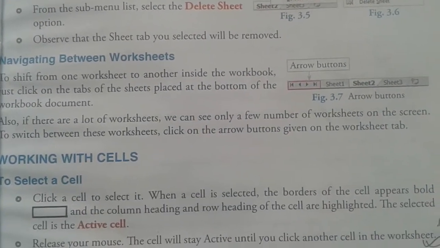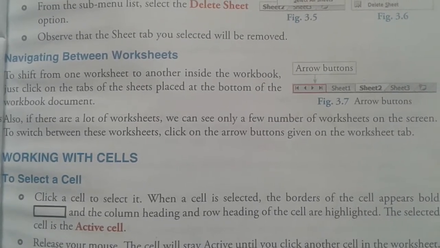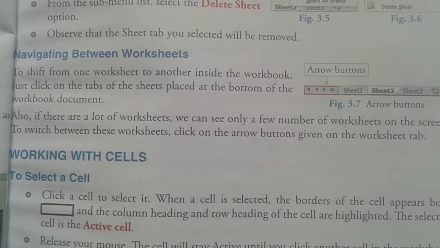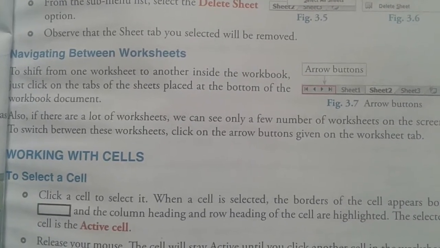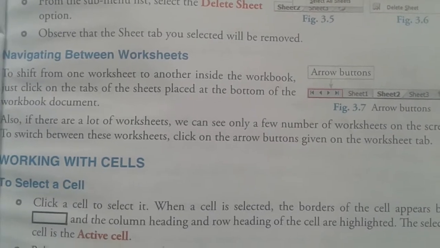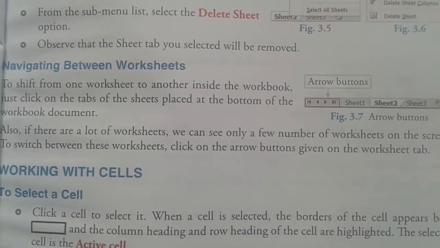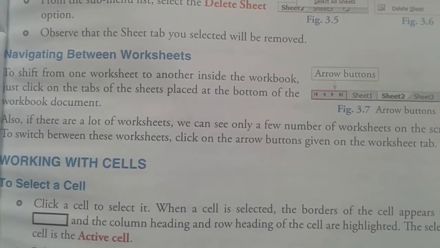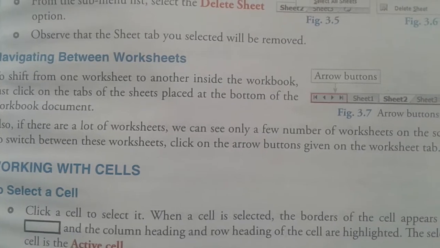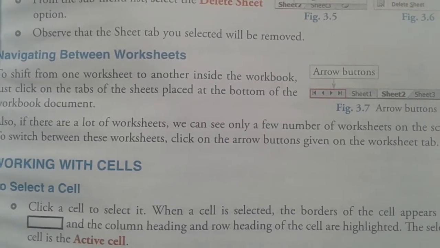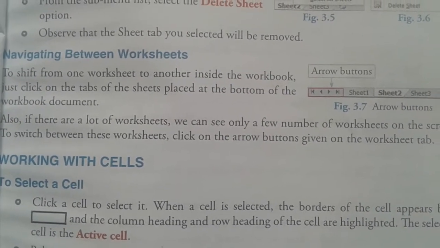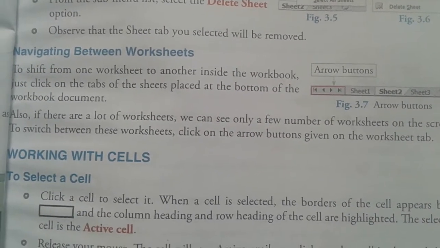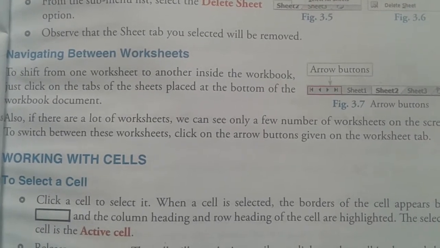Navigation between worksheets. Navigation means if you want to look at another sheet, right? So how can we do that? We have the options over there. To shift from one worksheet to another inside the workbook, click on the tab of the sheet placed at the bottom of the workbook document. You have the sheet tabs available at the bottom of the worksheet. You have to click on whichever sheet you want to take a look at. Automatically that worksheet gets opened.